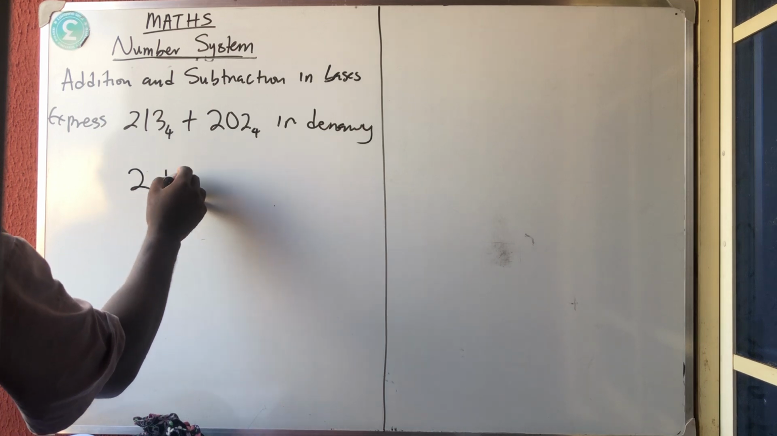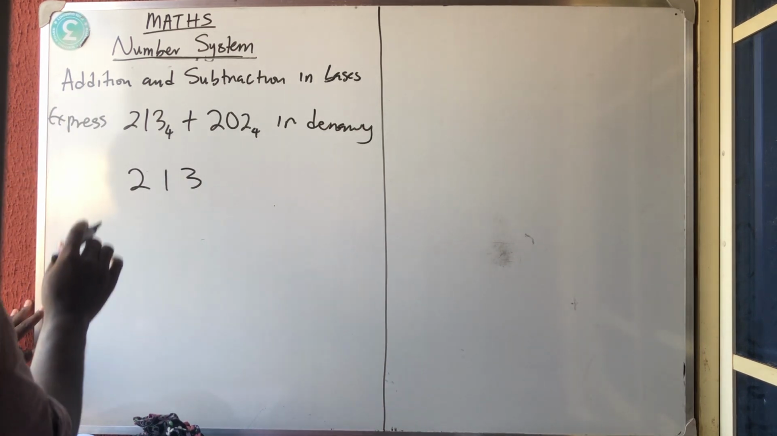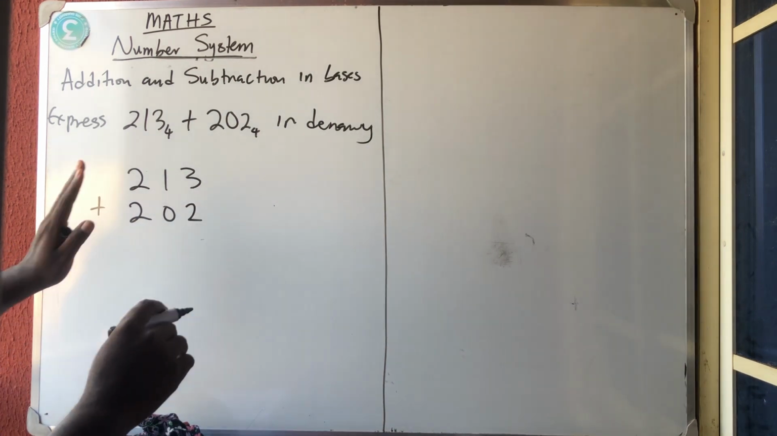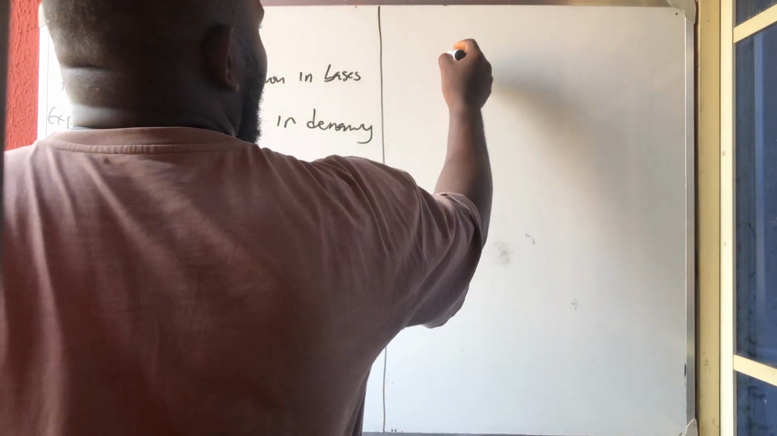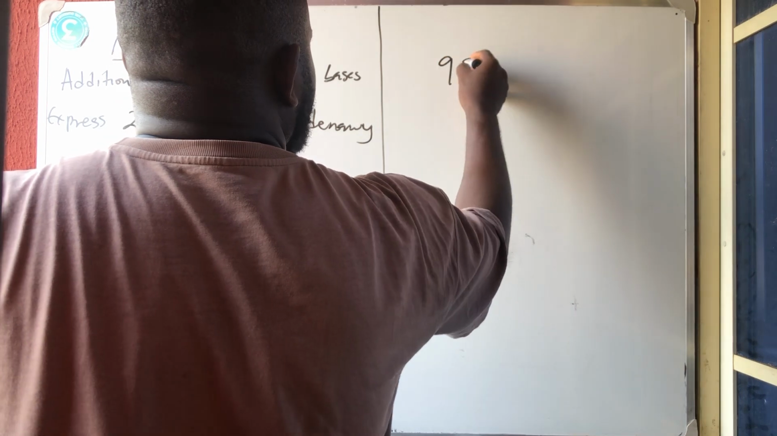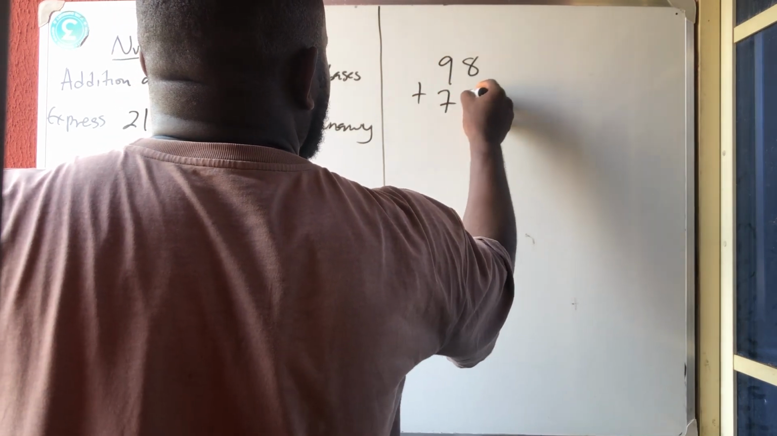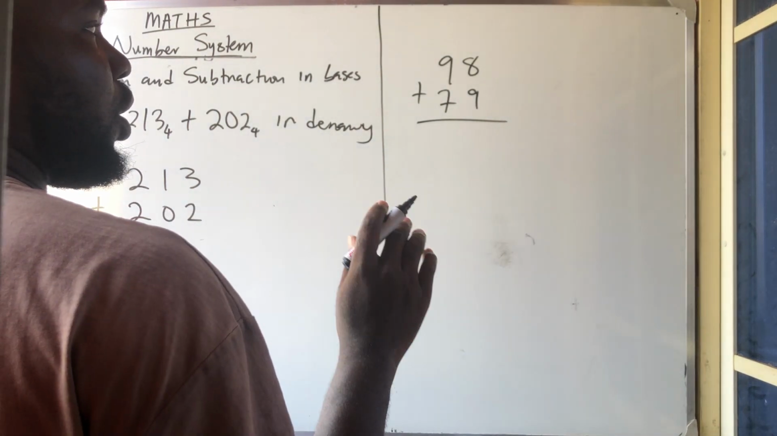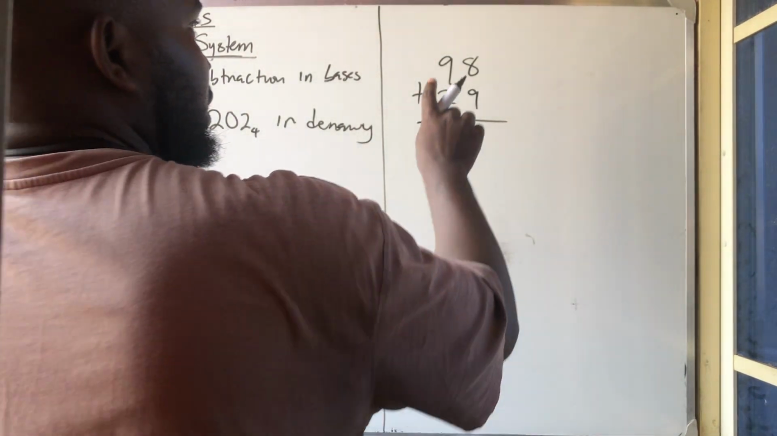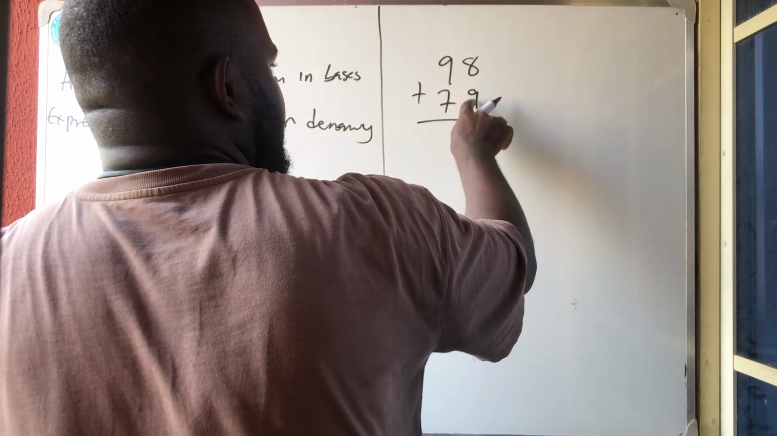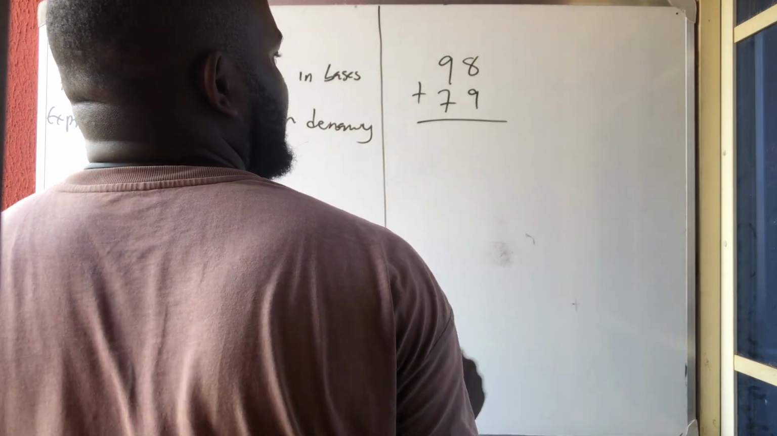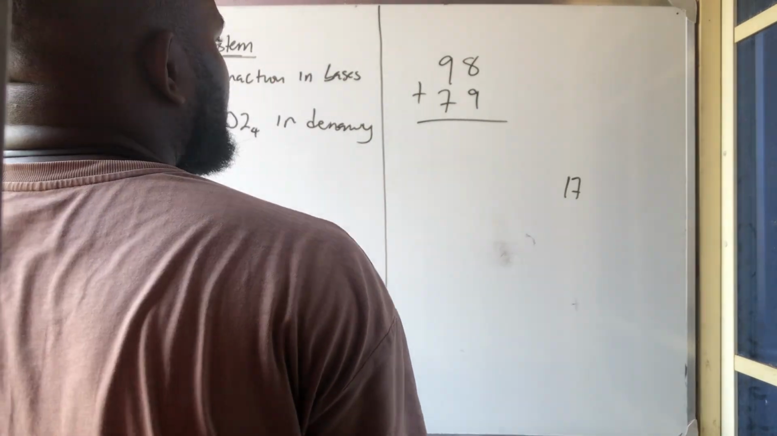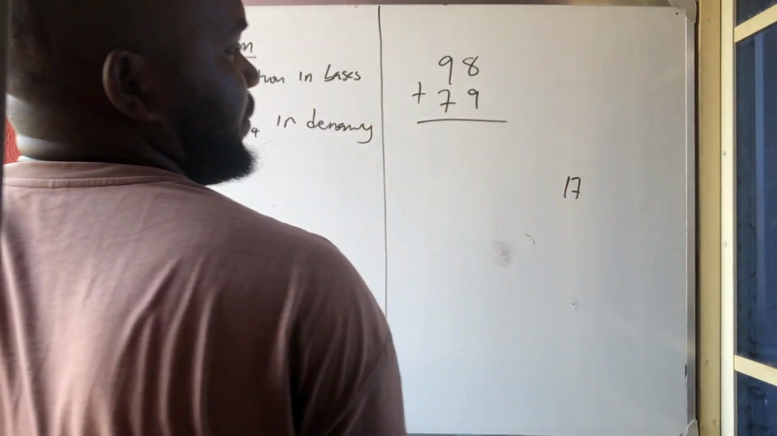So I have 213, and then I want to add it with 202. Now there is something I want to show you first. If you are asked to add maybe 98 plus 79, watch me. Remember I told you that all our counting is in base 10. 8 plus 9 is 17. 17 is bigger than the base 10 we are counting, so we cannot write that 17.